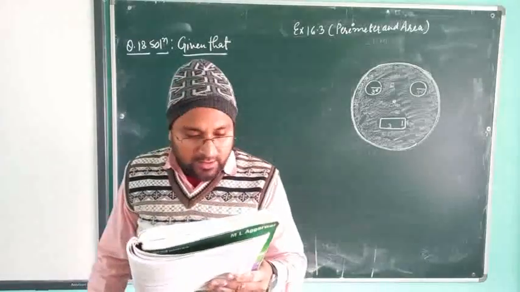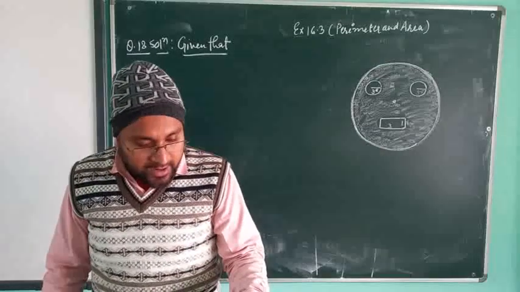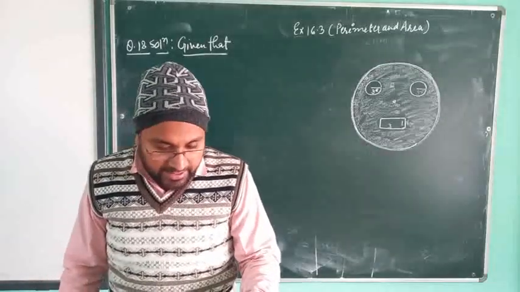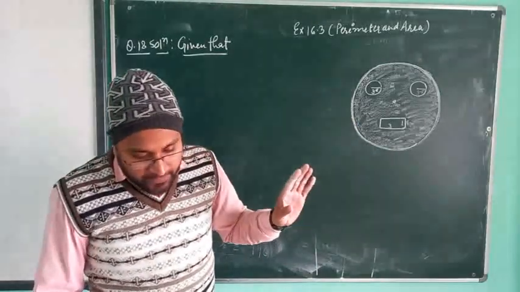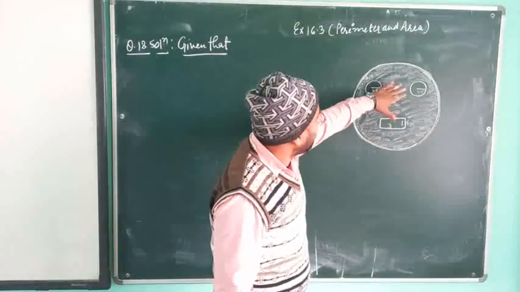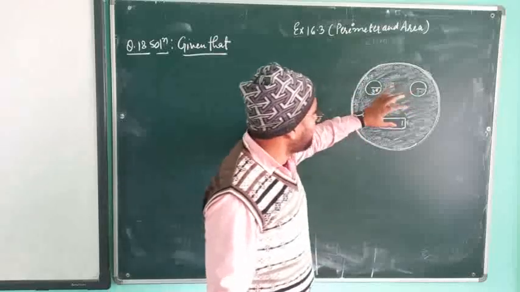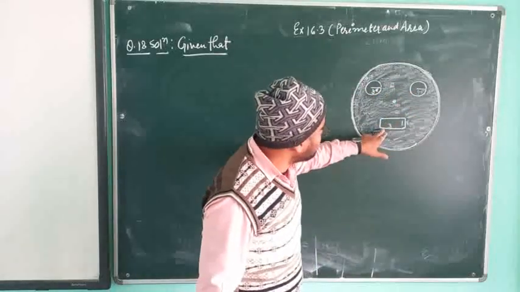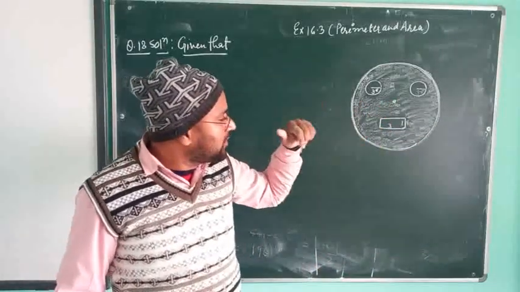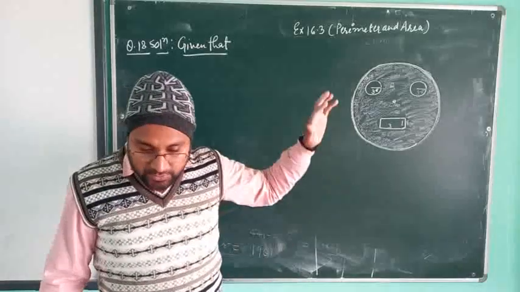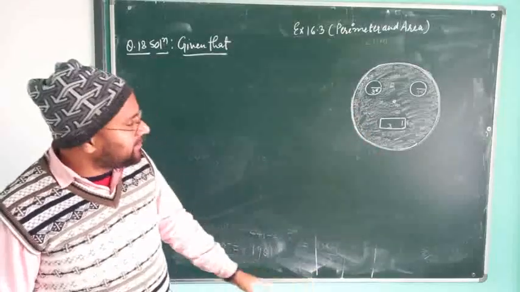From a circular card sheet of radius 14 centimeter, two circles of radius 3.5 centimeter and a rectangle of length 3 centimeter and breadth 1 centimeter are removed as shown in the adjoining figure. Find the area of the remaining sheet. These two circles have the same radius 3.5, and this is a rectangular region, whose length is 3 centimeter and breadth is 1 centimeter. So this is going to be removed from this circular cardboard, whose radius is 14 centimeter.